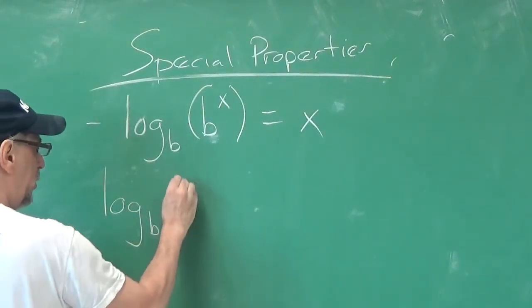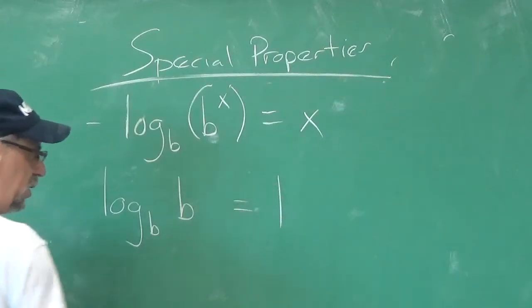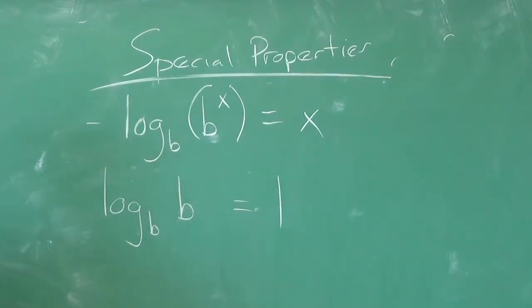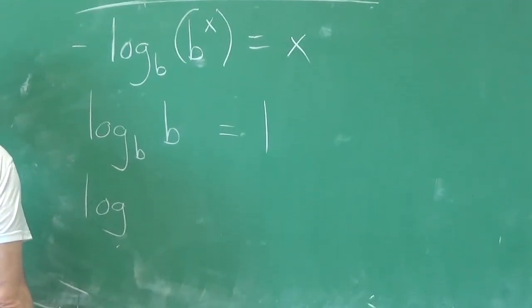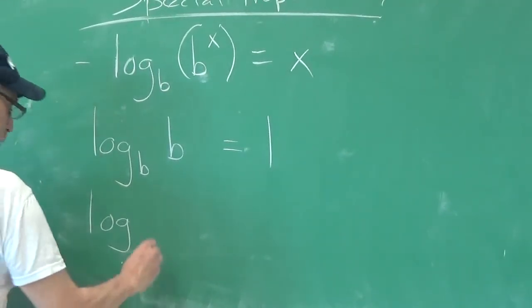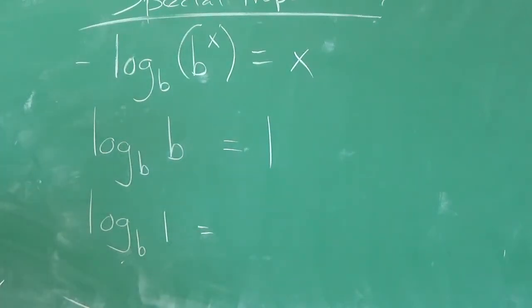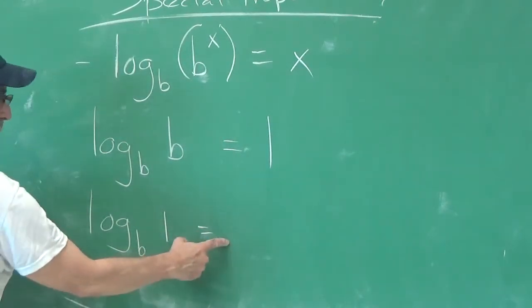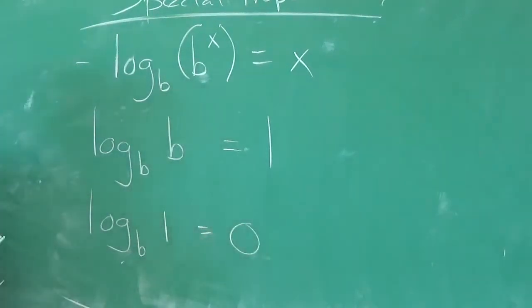If I say logarithm base b of b, and there is no exponent, we know the exponent is 1, so that's just going to be 1. If we have logarithm base b of 1, no matter what the base is, we're saying what exponent do we put on any base to get 1, that's always going to be 0. Right? So these are special cases.